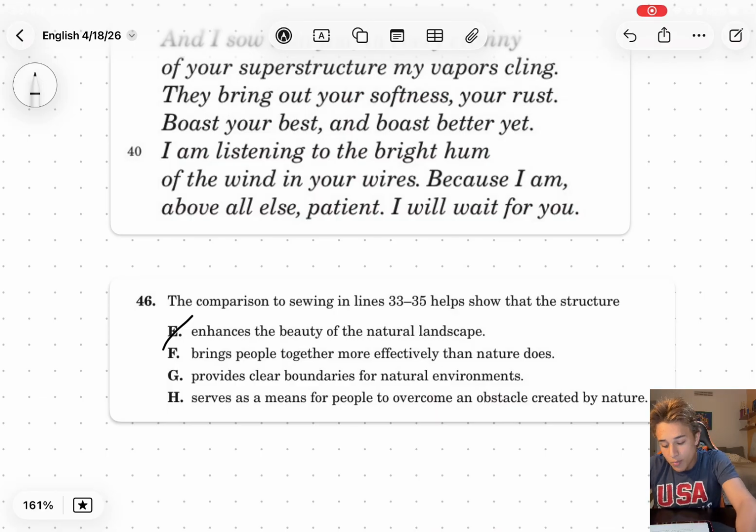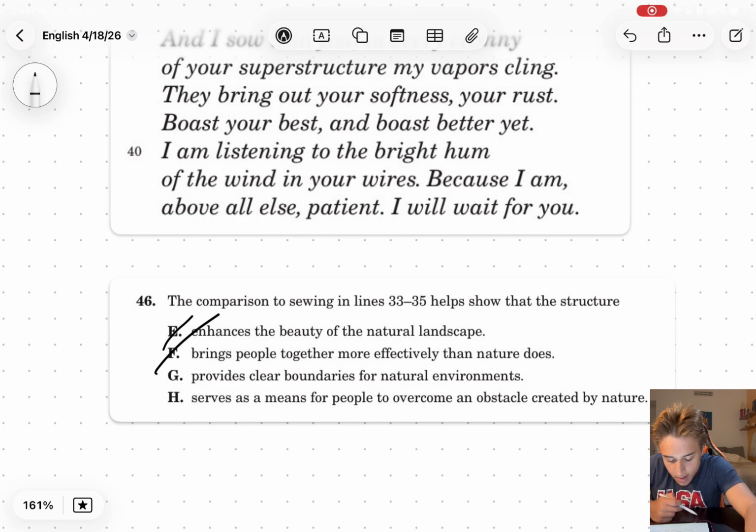Brings people together more effectively than nature does. Well, it actually does talk about sewing, but it's not necessarily in the sense that it's bringing people together. It's more so creating the analogy of nature ripping and it's sewing together the rip created by nature. So it's not F, because it never talks about humans.